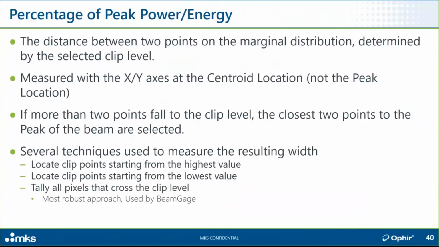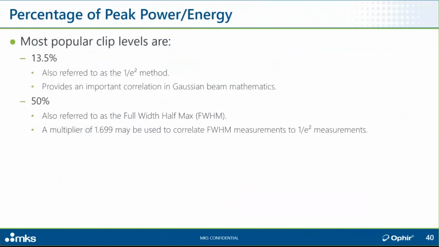And there are different ways of doing this measurement. You can start at the peak and work your way down, or the highest value, which may not be the peak. You can work from the outside in, or you can tally all of the pixels that cross the clip level and then multiply that to find your width, which is a more robust approach that is used by BeamGage. Some of the more popular clip levels are 13.5%, which is also referred to as the 1 over e squared method. 1 over e squared does provide an important correlation to Gaussian beam mathematics.